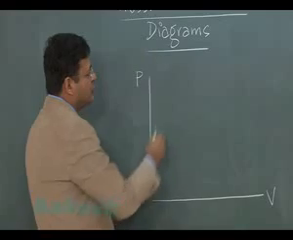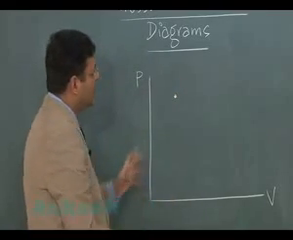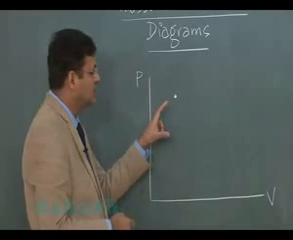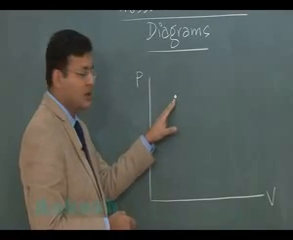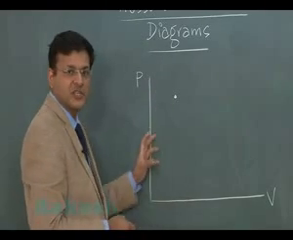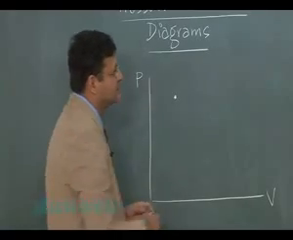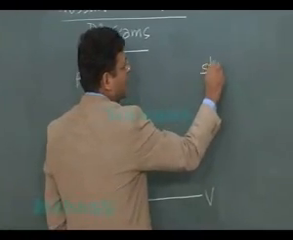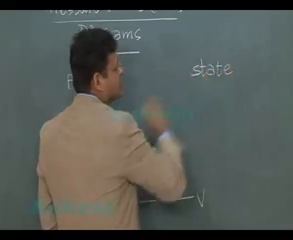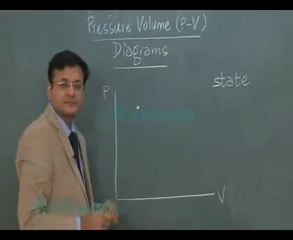Now you see, if you put a point here, if you put a point on a pressure volume diagram, then you understand it is showing a fixed value of volume and pressure. That means that is indicating the state. State has a technical meaning for us. The state of the gas is denoted by a point here.